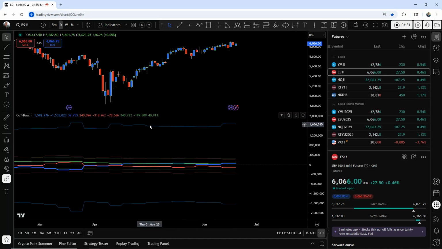I go to, and this is the indicator here, COT Bushi, whoever this creator of the indicator is. Thank you so much for creating this. You're amazing. Okay, COT Bushi. Shout out to him or whoever that was. So here you go to settings, right?